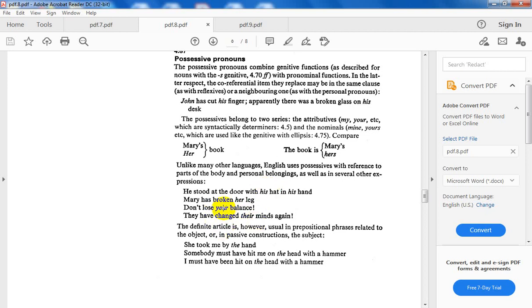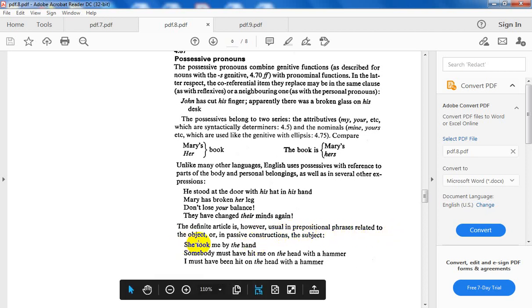Now the definite article again can replace the personal or the possessive pronoun. It is usual in prepositional phrases related to the objects, or in passive construction the subject. She took me by the hand. Where is it? It is related to objects. Took me by the hand means she took me by my hand.